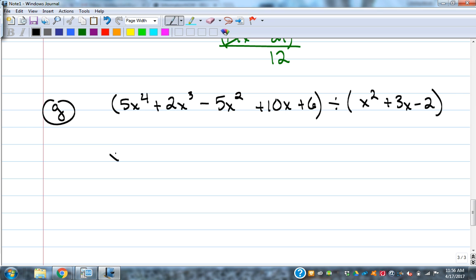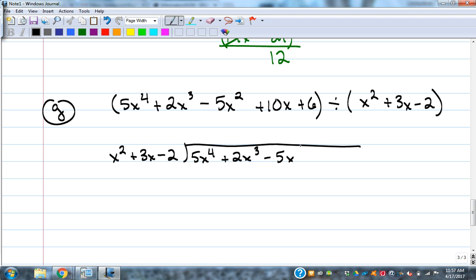What you're dividing by goes on the outside. Oops, minus 2, not plus 2. What you're dividing into goes on the inside, in descending order. Make sure you do that. This one was already in descending order, but just don't mess it up.